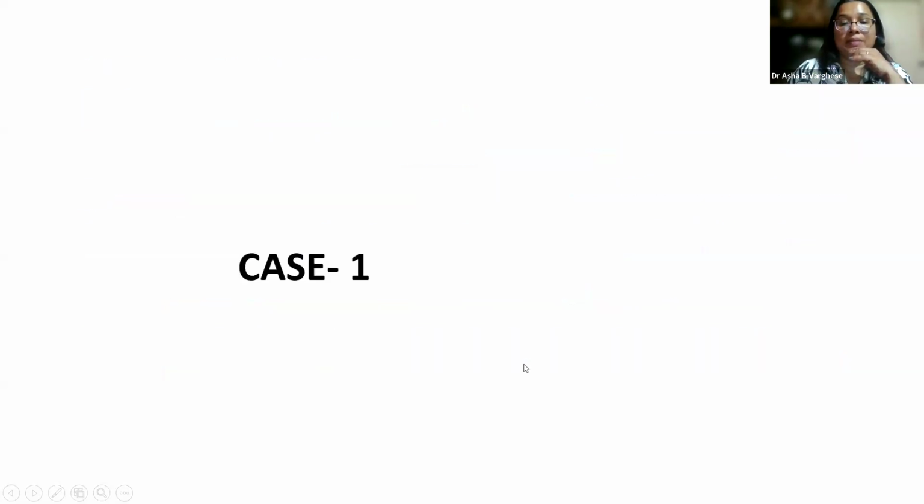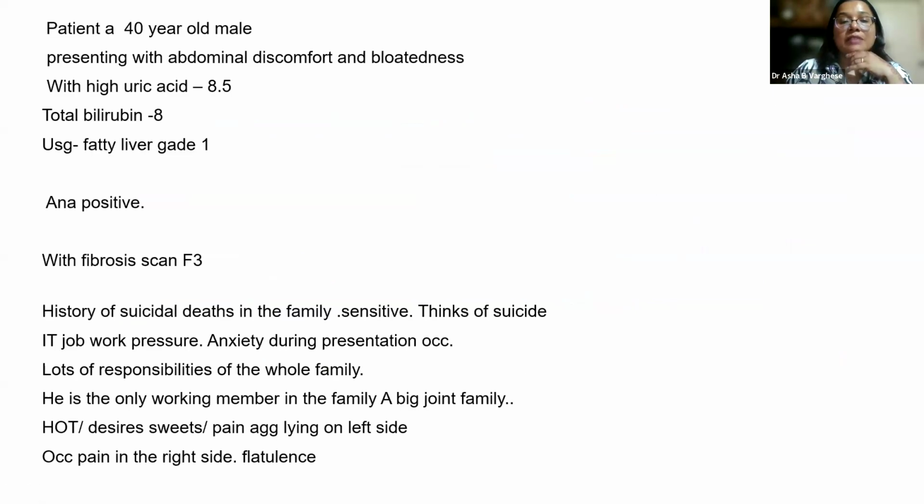The last one, I'm just skipping it. This is the first case. A 40-year-old male patient presenting with abdominal discomfort and bloatedness. Uric acid was high. Total bilirubin was 8. Ultrasonography showed fatty liver grade 1. ANA, anti-nuclear antibody, was positive, with FibroScan F3. That was showing an autoimmune problem, which could have been because of severe stress or something else. It was showing a very mild ANA reading.